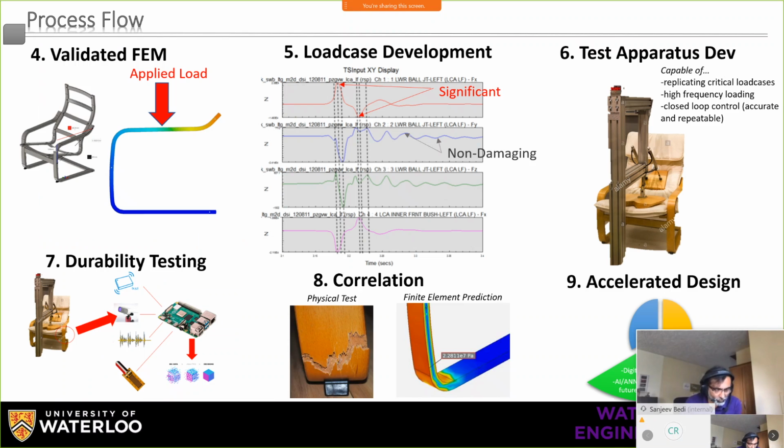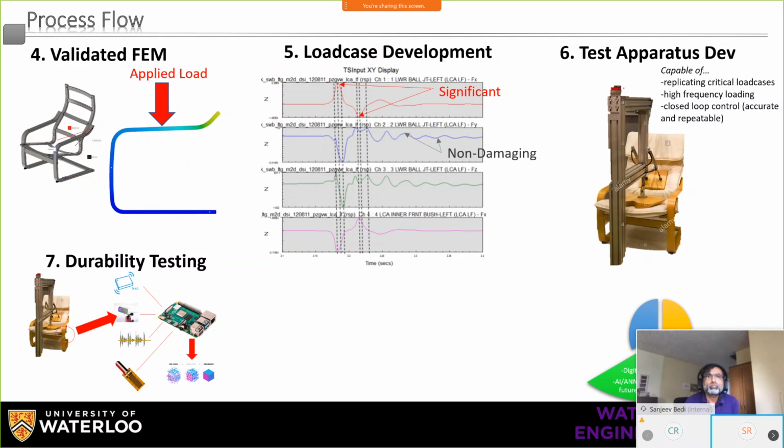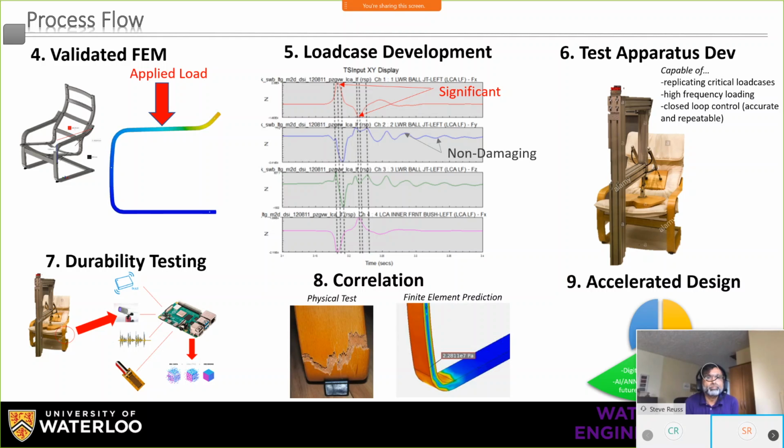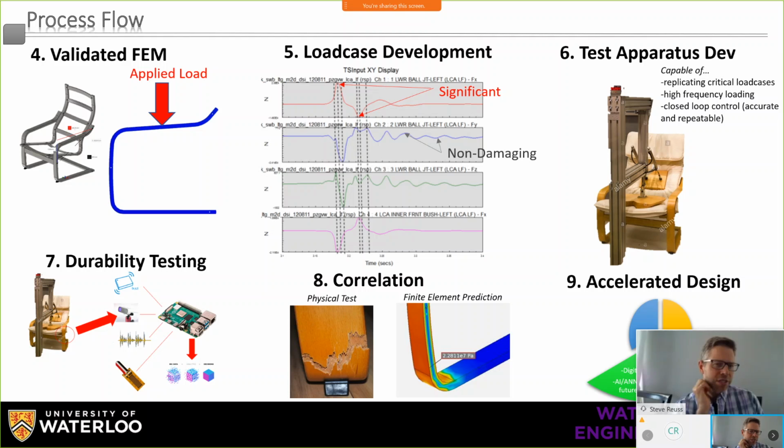I was going to ask if you can go back to the slide with the numbered steps. Sure. What do you see as the merit in validating the FEM at step 4? It seems as though there's another validation or correlation step at step 8.